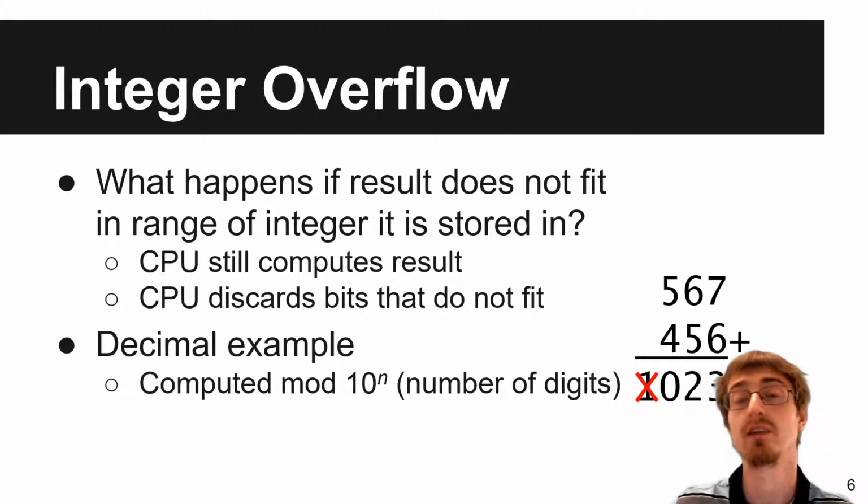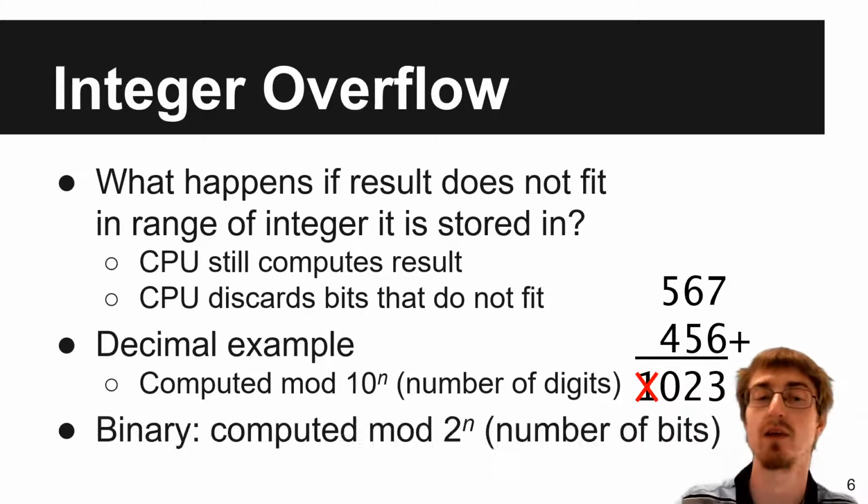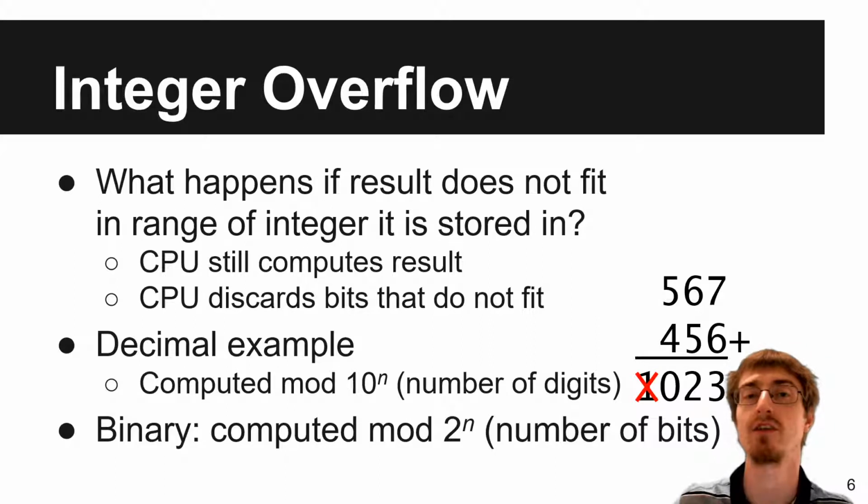Effectively, although this is the wrong answer, of course, it could be argued to be the right answer to a different question. And that question is not the regular computation, but a computation modulo 1000. So if we only care about the remainder after dividing by 1000, then this answer is still correct. In the more general case, we basically compute the numbers modulo 10 to the power n, where n is the number of digits. So what happens in the binary case? Well, exactly the same. Results are effectively computed modulo 2 to the power n.